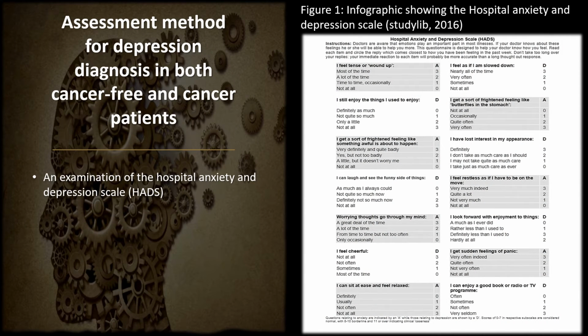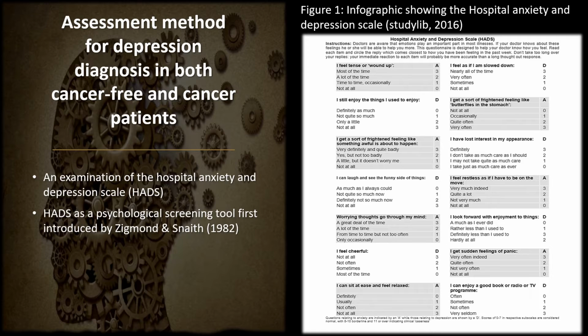The Hospital Anxiety and Depression Scale is a self-assessment tool for patients used by GPs, hospitals, psychologists, and the healthcare system to diagnose anxiety and depression in patients. Today we'll be looking at HADS for diagnosing depression in cancer patients. HADS was first introduced as a screening tool by Zigmond and Snaith in 1982 at the St. James University Hospital, Leeds, in the Department of Psychiatry.